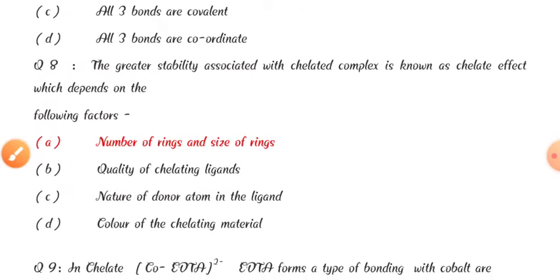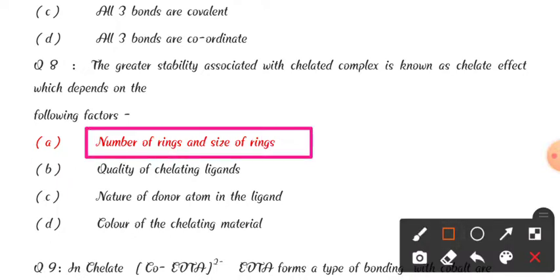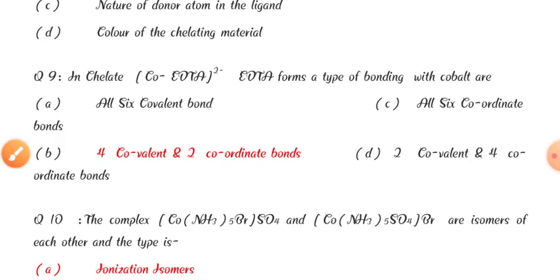Now next question. Question number 8. The greater stability associated with a chelated complex is known as the chelate effect, which depends on which of the following factors? So friends, option number A is the correct answer: number of rings and size of the ring. Okay.